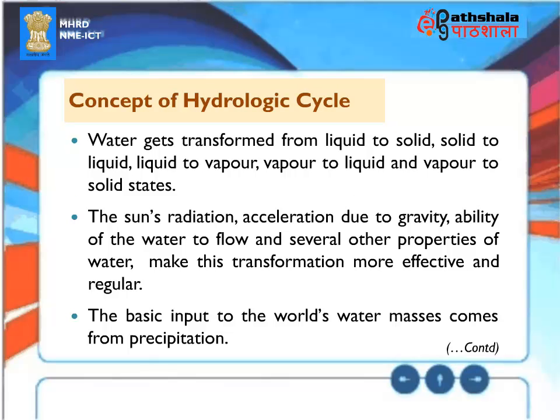Concept of hydrologic cycle. Water gets transformed from liquid to solid, solid to liquid, liquid to vapor, vapor to liquid, and vapor to solid states. The sun's radiation, acceleration due to gravity, ability of the water to flow, and several other properties of water make this transformation more effective and regular. The basic input to the world's water masses comes from precipitation.